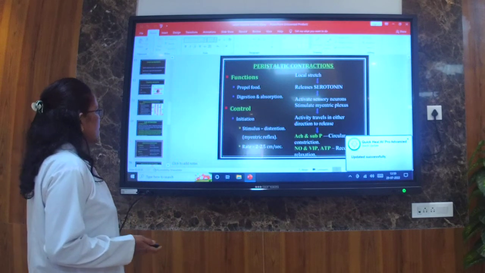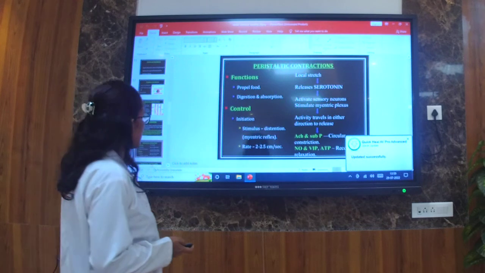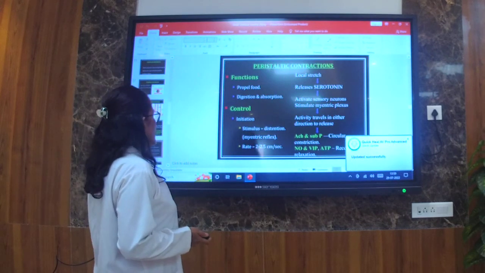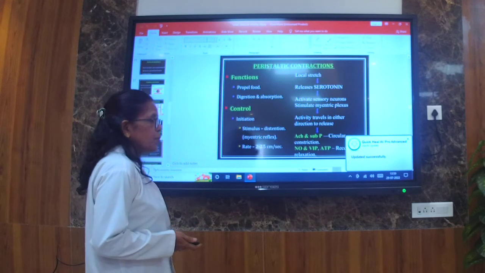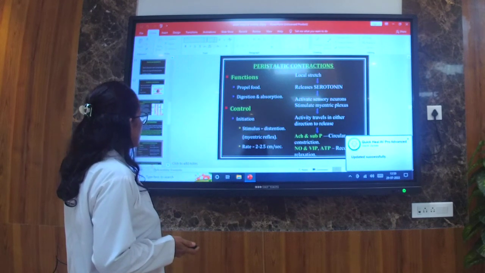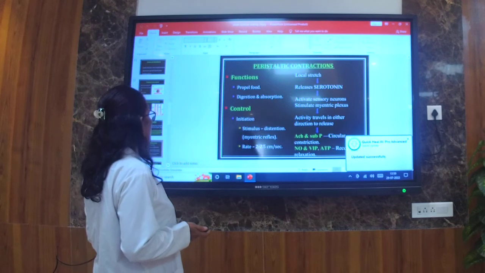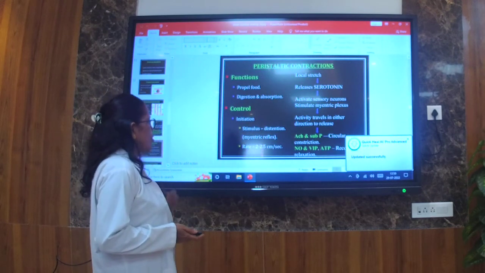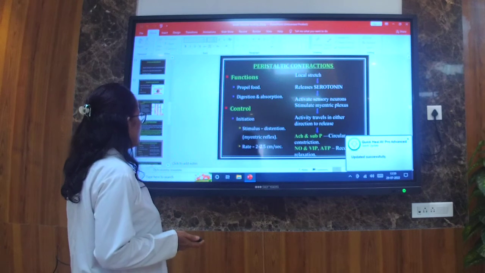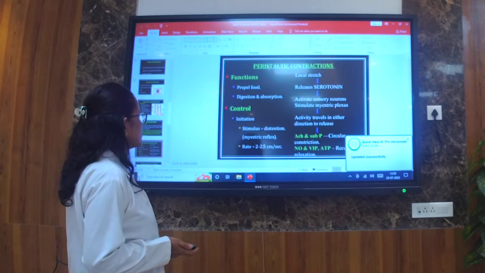Then peristaltic contractions. What are the functions of this peristaltic contraction? First function, it propels the food or bolus. Then digestion and absorption. Because of this forward propulsion, the food passes over the mucosa, and that is why digestion and absorption take place.